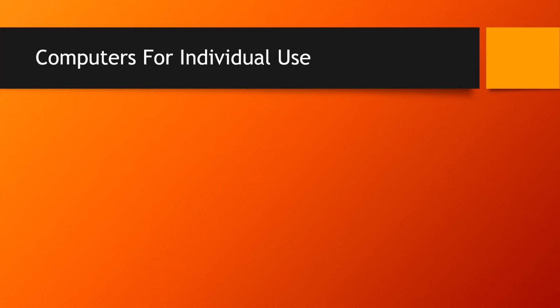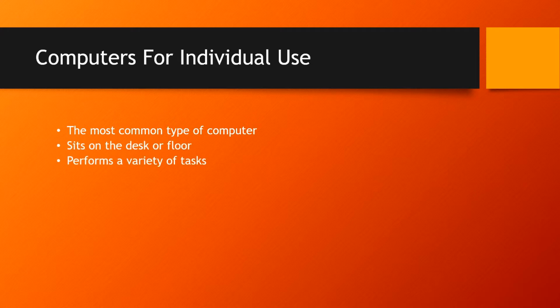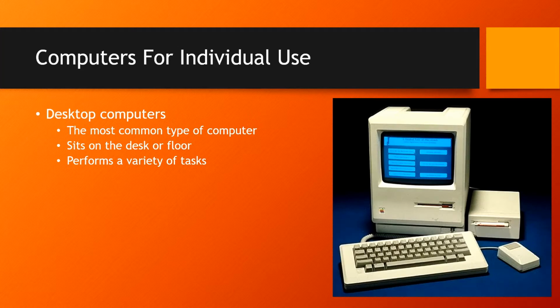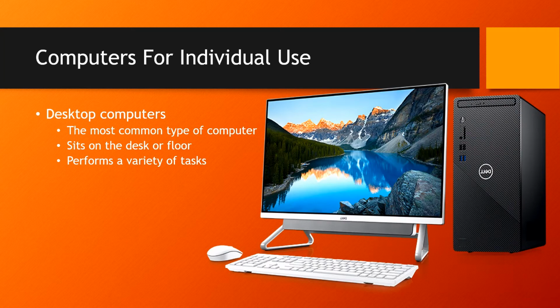Older computers were analog, and a range of values made data. Now, for computers for individual use, the common type sits on a desk or floor and performs a variety of tasks. This is your desktop computer. Before, desktop computers looked like this. This is actually a Macintosh computer. Of course, computers now look like this.